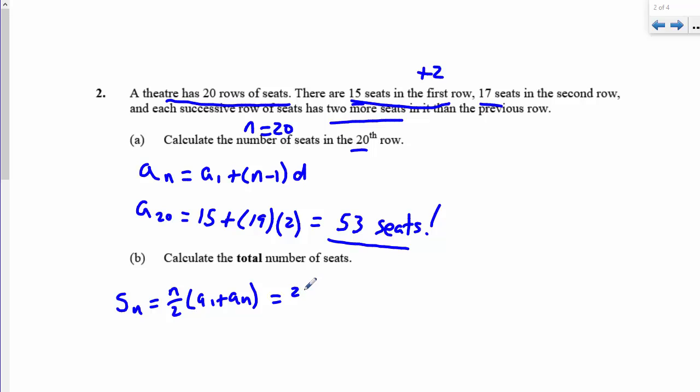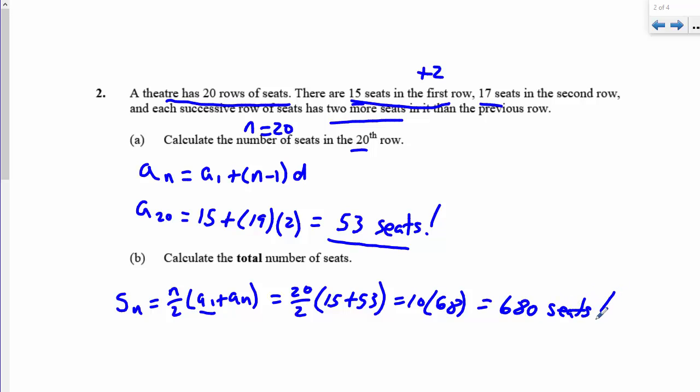So this is going to equal 20 divided by 2. A1 is the number of seats in the first row, which is actually 15. Since n is 20, an, which is A20, is the number of seats in the 20th row. But A20 we just found is actually 53 seats. So that's what we did that for. Now 20 divided by 2 is 10. And then we got 68 right here. So 10 times 68 is 680 seats in the whole thing. Bam. All right. Good call.